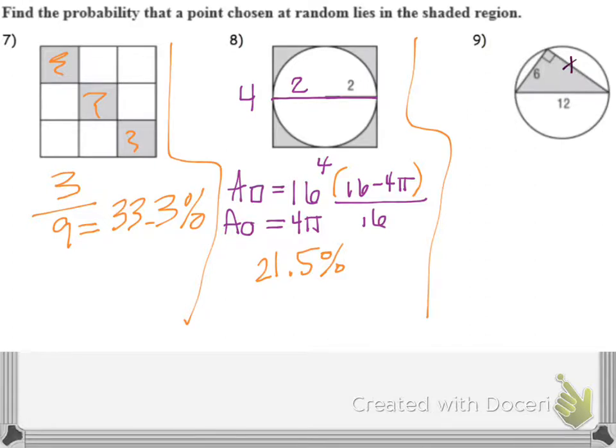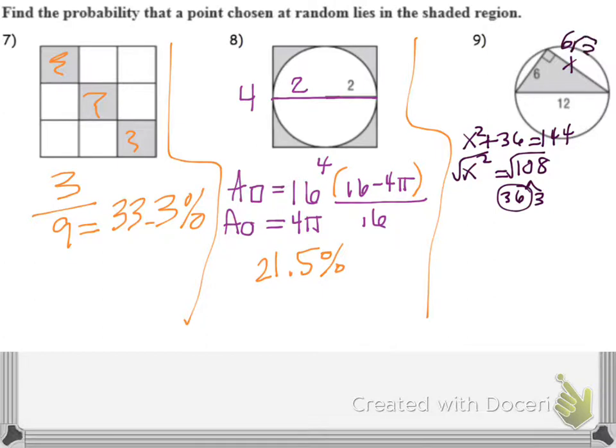So I'm going to have x squared plus 6 squared equals 12 squared. Actually, I'm going to go ahead and just change that to 36 so I don't have to waste space. So x squared plus 36 equals 144. So x squared, if I subtract 36, is 108. And if I take the square root of that, that would be 36 times 3. And so that leg would be 6 root 3.